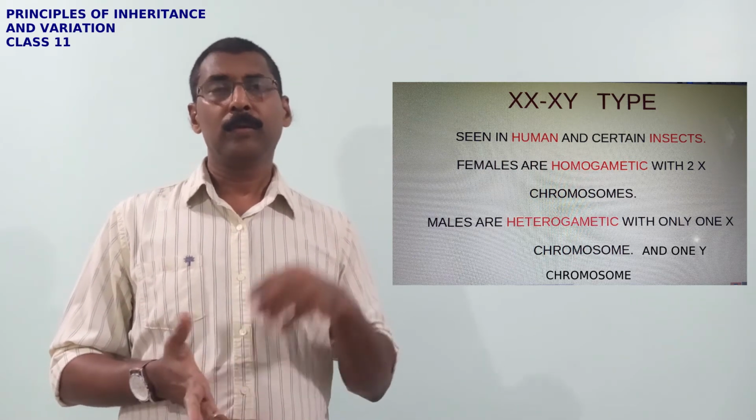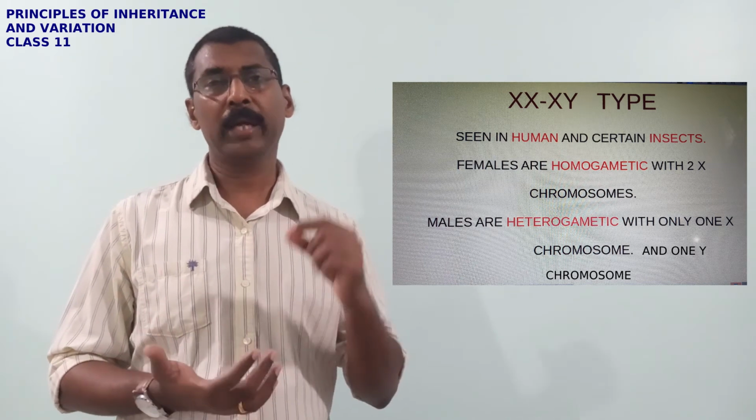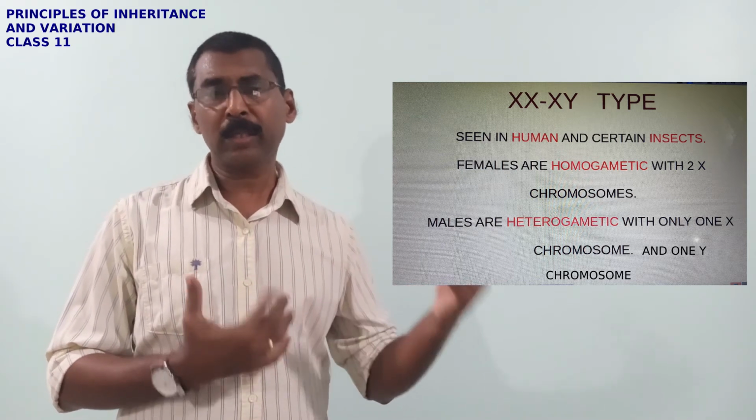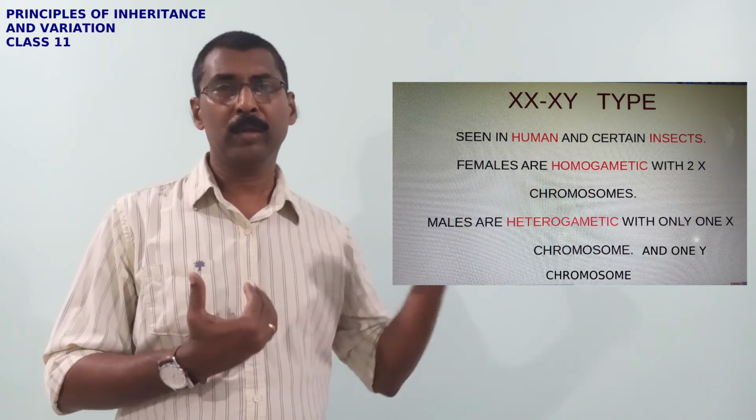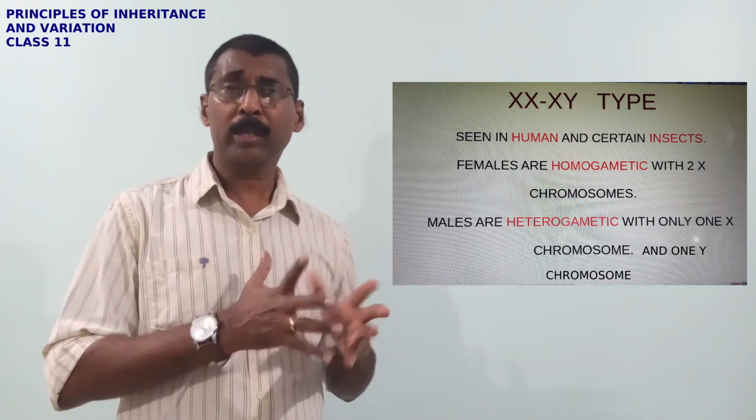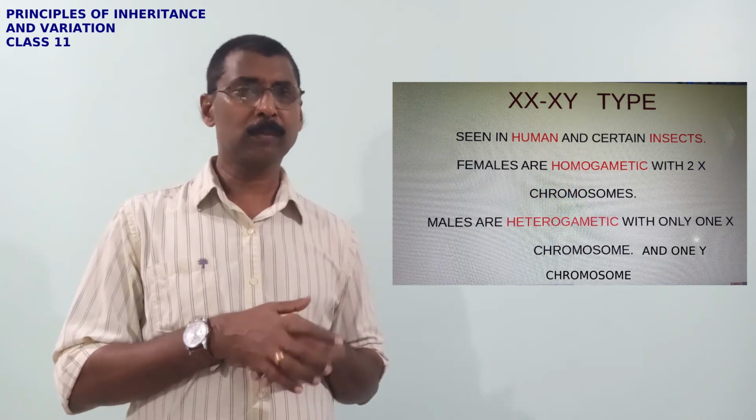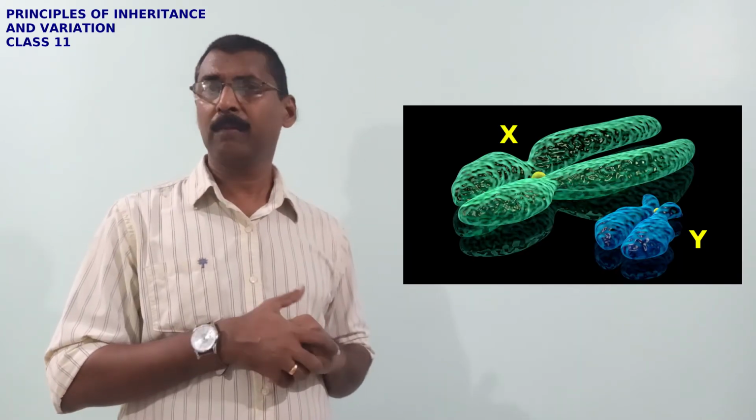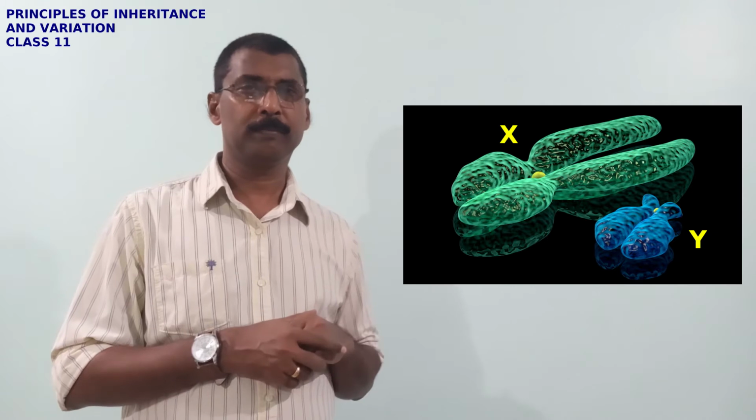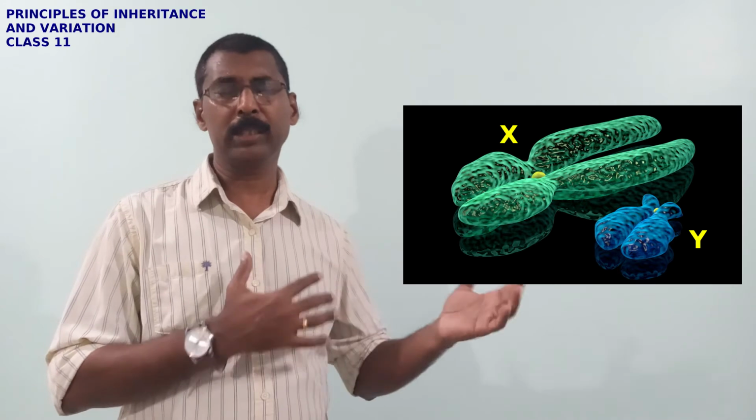Here, females are again homogametic with two X chromosomes. And the males are heterogametic with X and Y chromosomes. One X chromosome and one Y chromosome. What is Y chromosome? Y chromosome is a morphologically different chromosome. X chromosome is a rod-shaped chromosome, whereas Y chromosome is a hockey stick-like chromosome with a bent end. So that is Y chromosome. So it is a morphologically different chromosome.